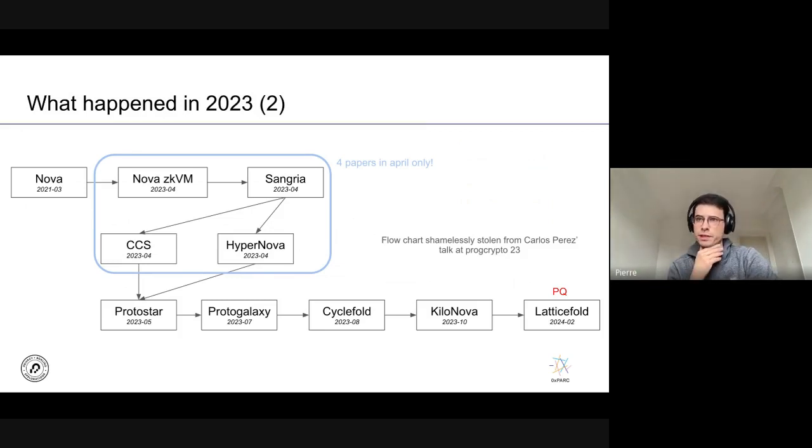And LatticeFold recently has been using lattices for folding. So they actually end up with a post-quantum secure folding scheme, which, the authors of the paper claim, is as efficient as HyperNova, which is not post-quantum secure. So it's very interesting things happening right now.